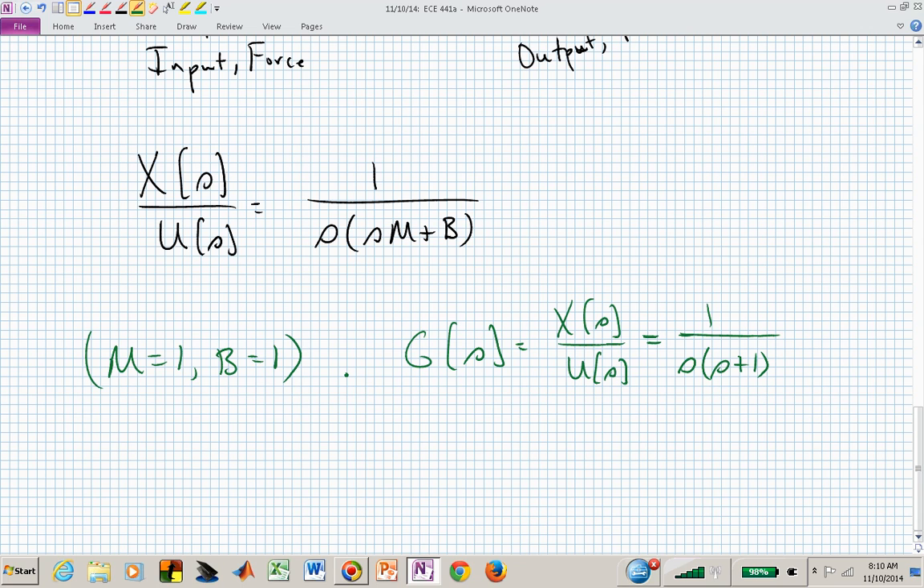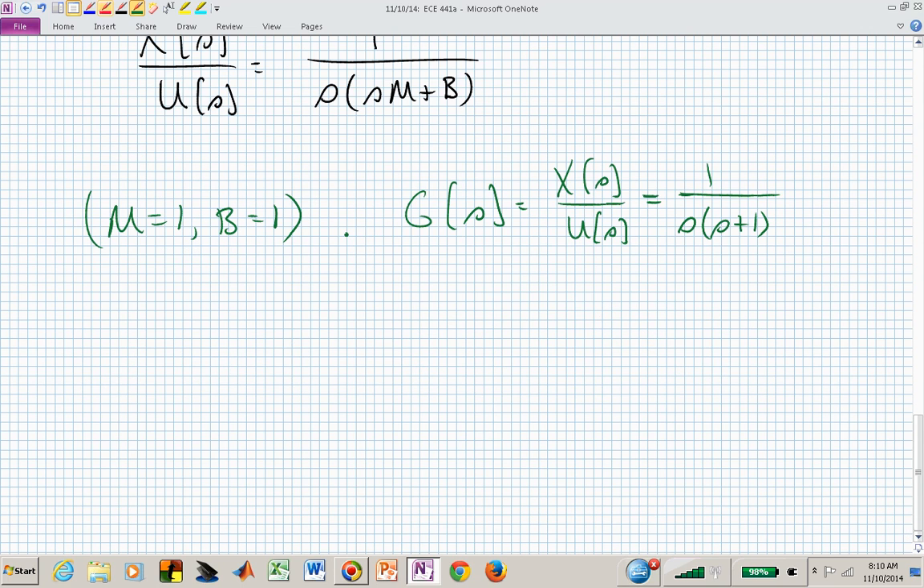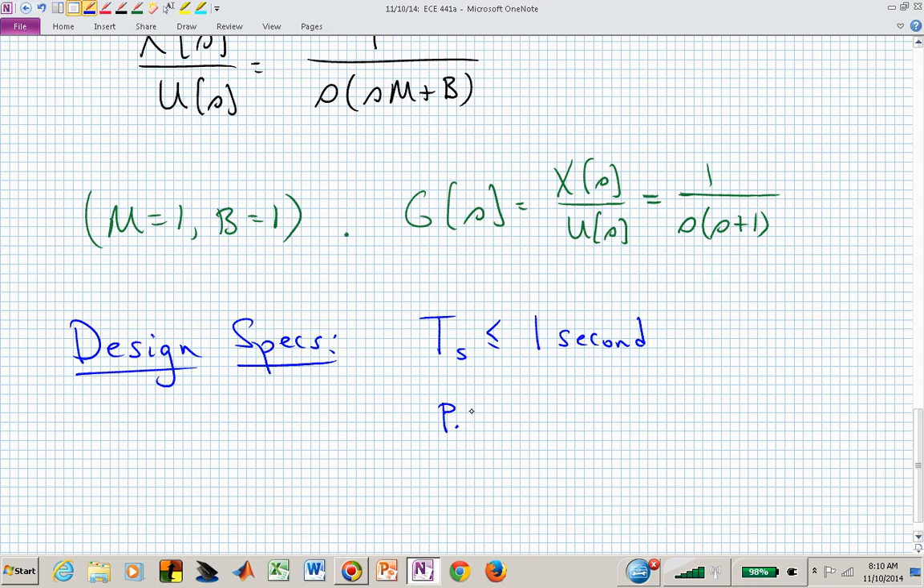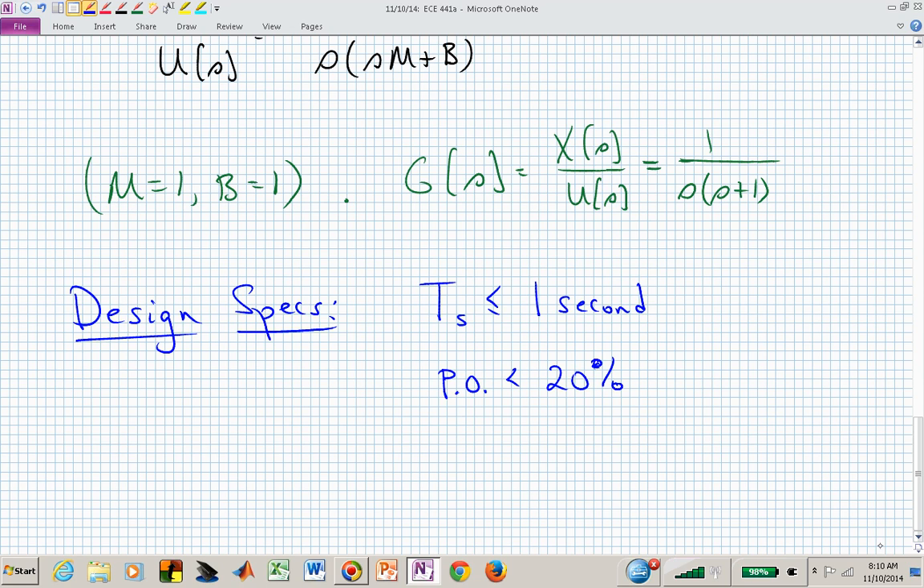We said we're moving into chapter 10, which is controller design. Now what you will be confronted with many times are design specifications, or someone telling you, this is what I want your system to achieve or accomplish. Suppose they now say, I want a 2% settling time less than or equal to 1 second. And suppose that they also say a percent overshoot less than 20%. That's what they want in their closed loop system: a 2% settling time less than or equal to 1 second, and a percent overshoot less than 20%.